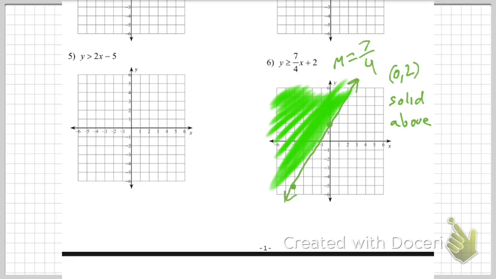Now we need to pick a coordinate located in the solution area, which is the shaded region. So let's go with (0, 5). Again, you can pick any coordinate in the shaded area. Doesn't matter. Alright, so we're going to skip ahead to the next one.